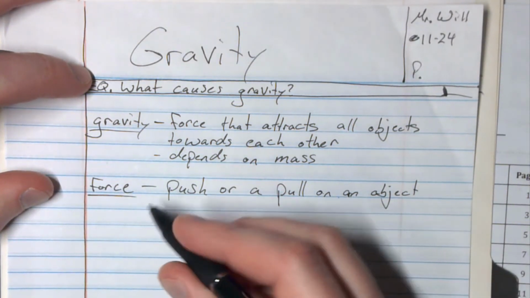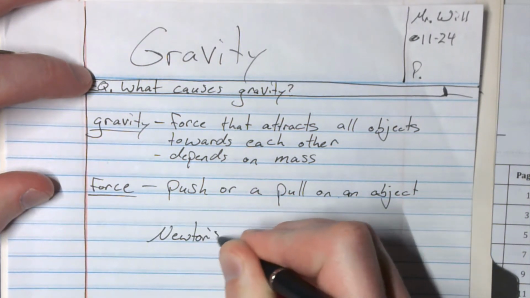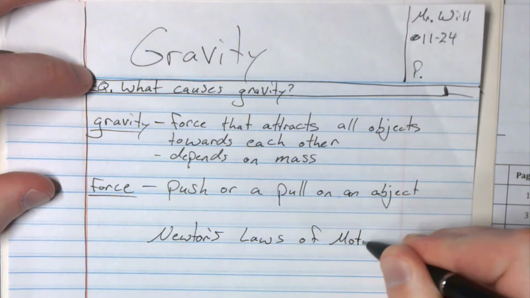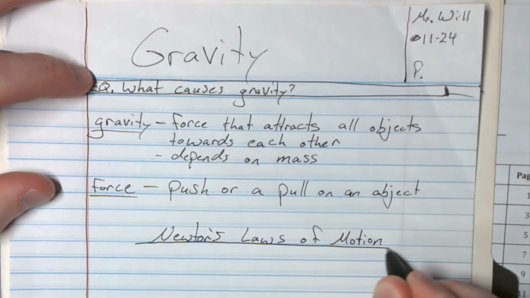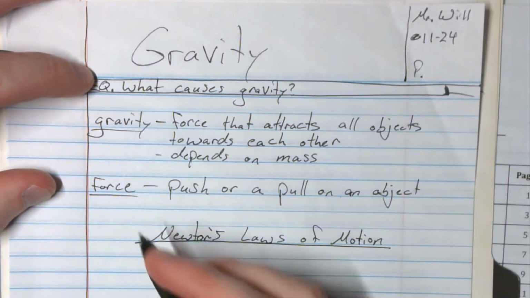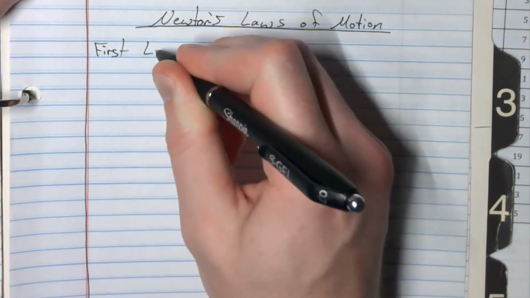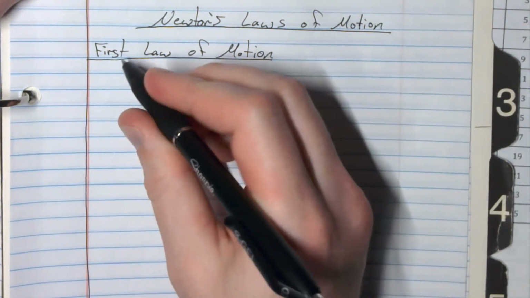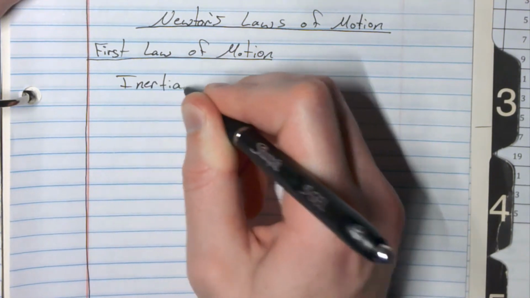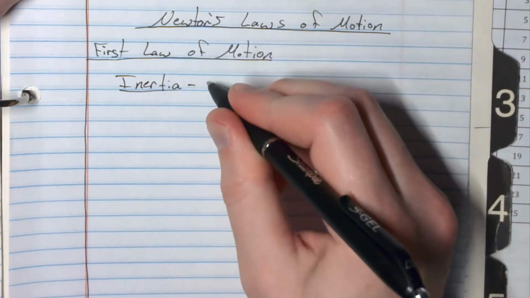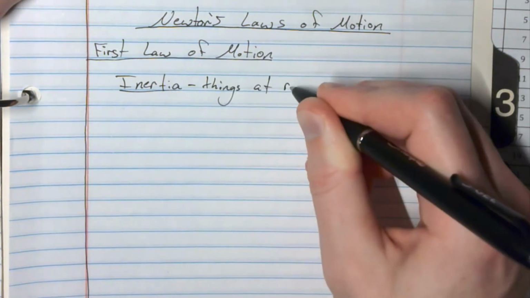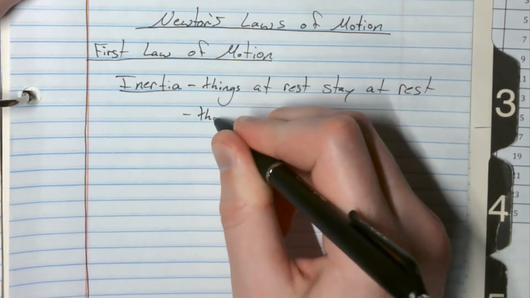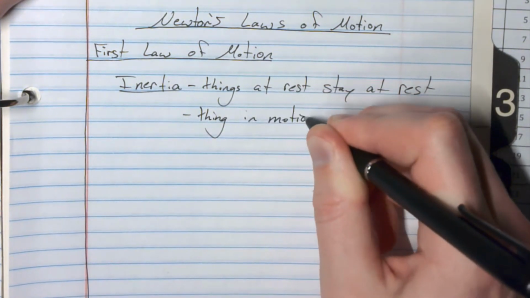And in order to do that, we're going to talk about Newton's laws of motion. And in order to get motion, we need to apply a force. So the first law of motion is technically something called inertia. And that is going to state that things at rest stay at rest. And things in motion stay in motion.